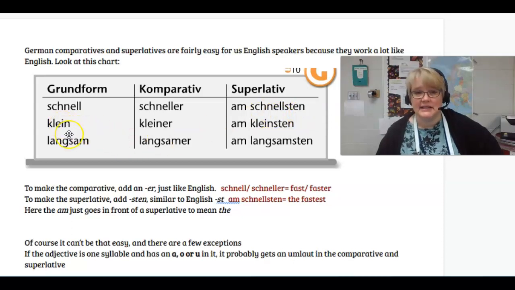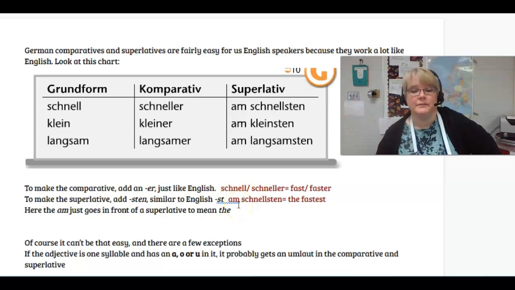Now, look at your second example. Klein, kleiner, am kleinsten. Small, smaller, the smallest. Langsam, langsamer, am langsamsten. Slow, slower, the slowest. So very similar to English. To make the comparative, add an -er. To make the superlative, add an -sten, and we're going to put "am" in front of it if you're going to say "the fastest."